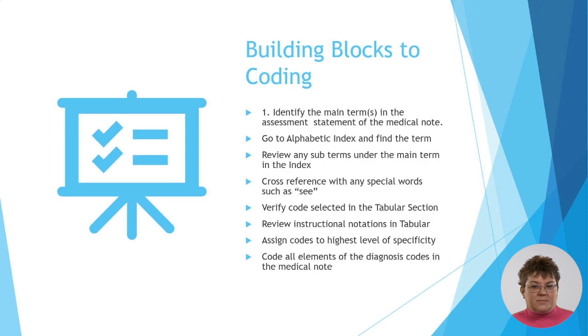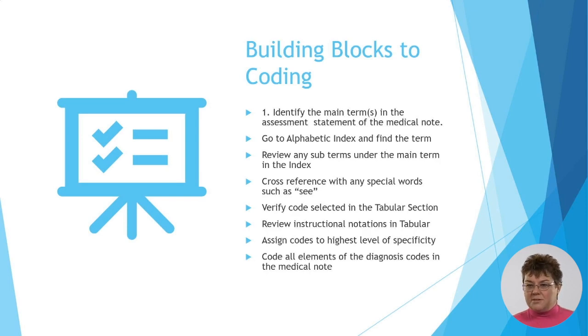Assign codes to the highest specificity. We talked about that. And you're going to code all elements of the diagnosis in the medical note. They may be seen for that fracture from the motor vehicle accident, but also they have a scrape or some glass in their arm. Not only are we going to code the fracture, we're going to code that arm scrape and the glass that's in there, which is called a foreign body. That's how we look through the note and get the codes.